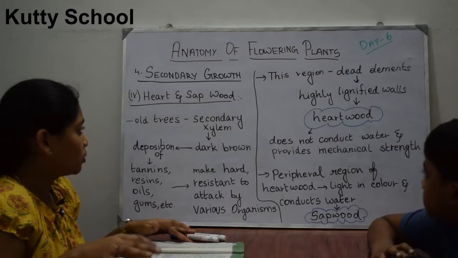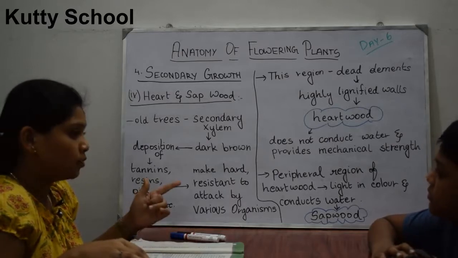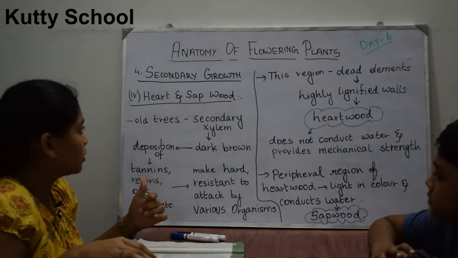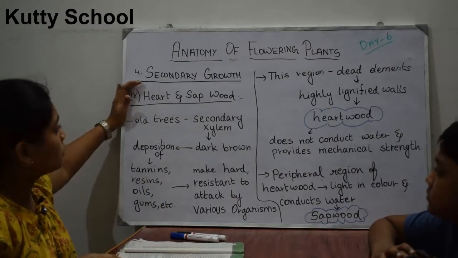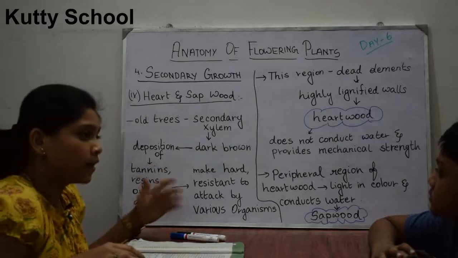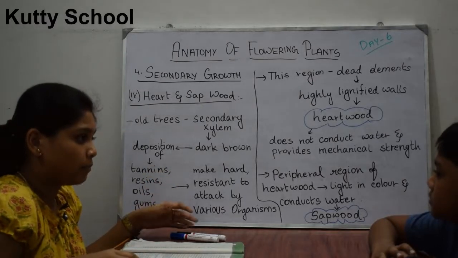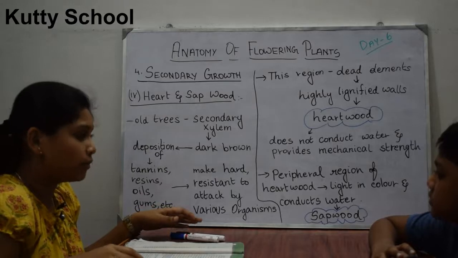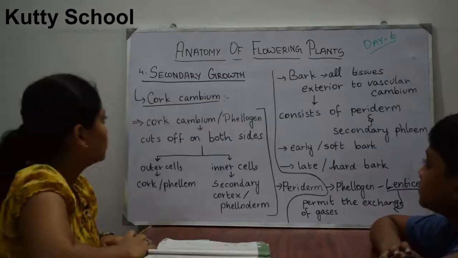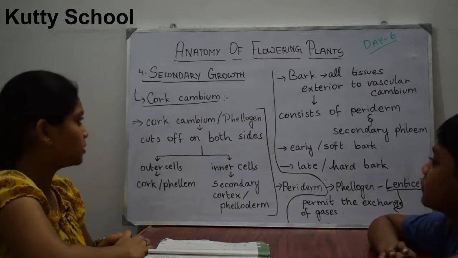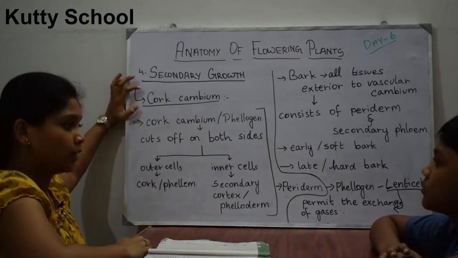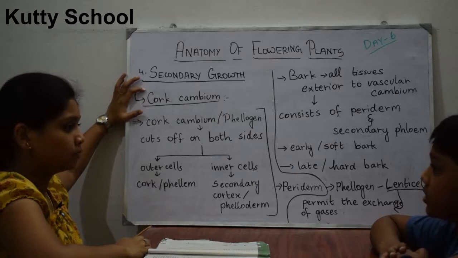So now we will go to the next subtopic under secondary growth. All of these come under the subtopic vascular cambium. Now we are going to the second subtopic, which is cork cambium. We will discuss that in the next slide. So now we are going to see the subtopic after vascular cambium, which is cork cambium.